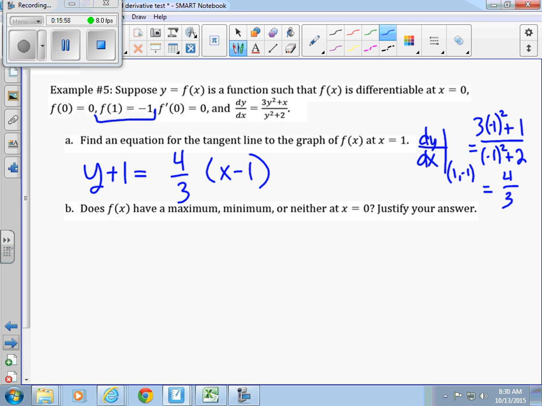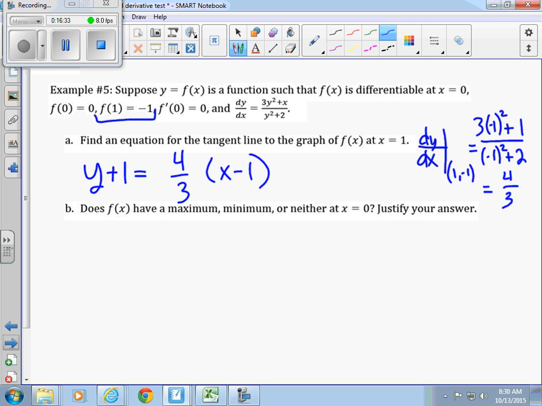We've done that before. The new stuff is, does f of x have a maximum, minimum, or neither at 0, justified? Do I know a point to the left of 0? An x and a y value to the left of 0? Do I know one to the right of 0? I don't, do I? I don't have an xy combination to the right of 0. So I'm not going to be able to use the first derivative test. Does everyone see why? Because I don't have enough information to do a sign chart.